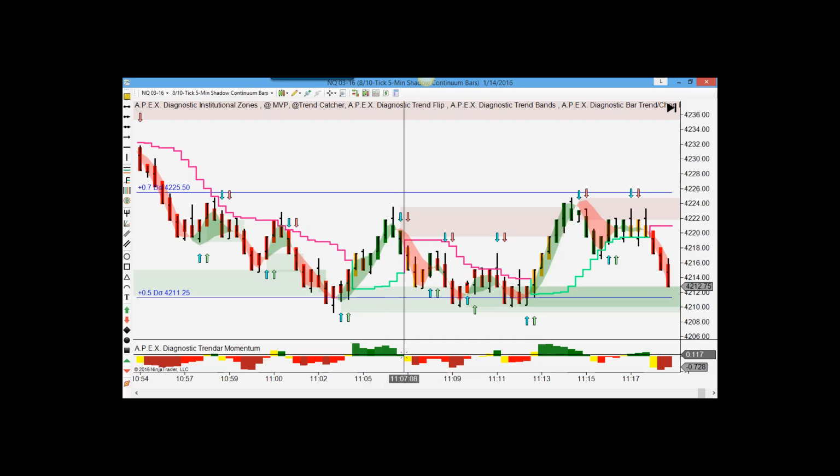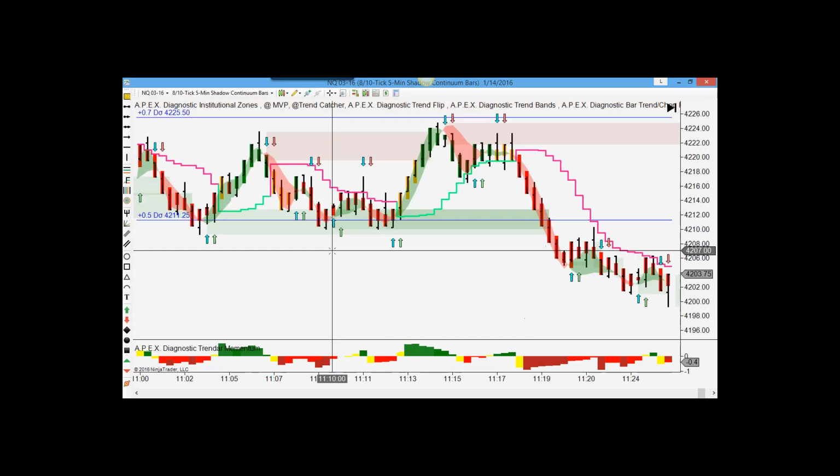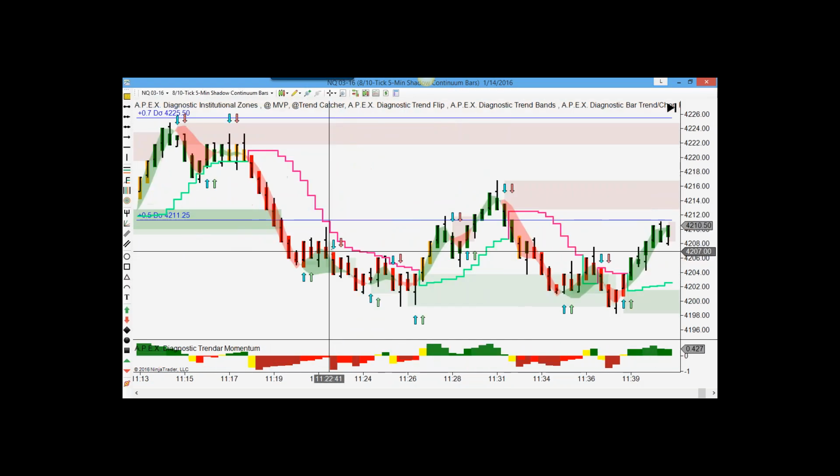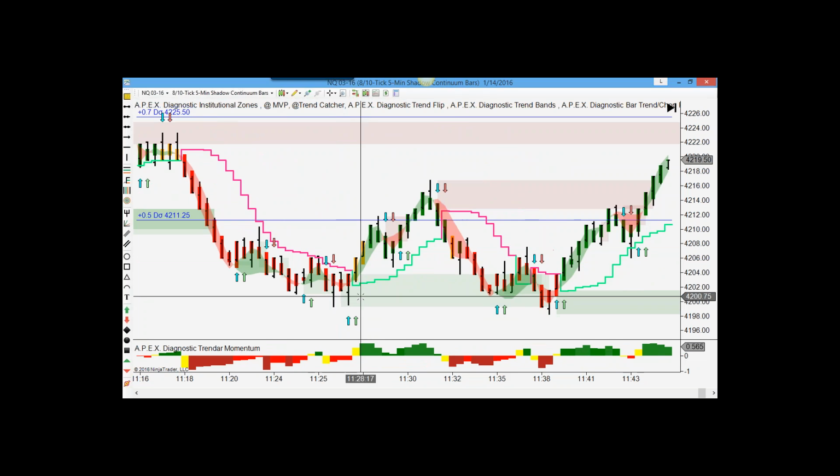Let's just look at a setup right here, for example, okay? Market was coming down to this green iZone, right? At the close of this bar, okay?